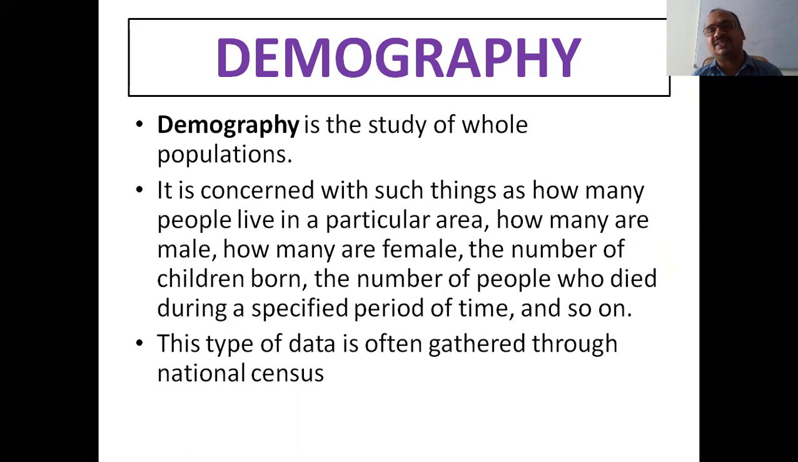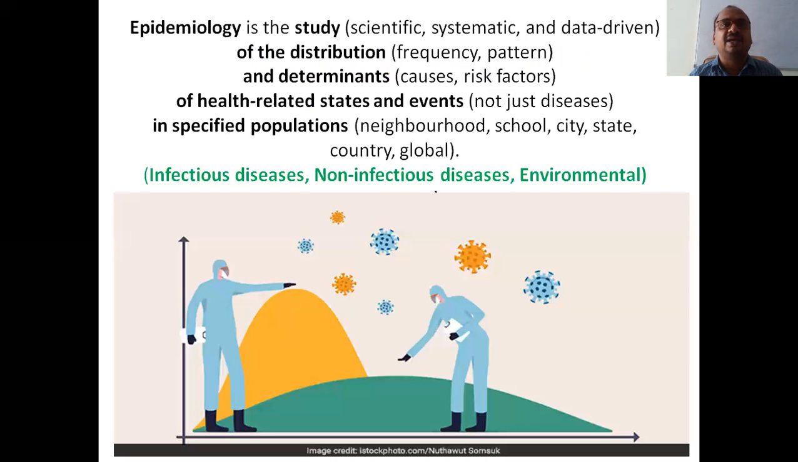It is concerned with such things as how many people live in a particular area, how many are male, how many are female, the number of children born, the number of people who died during a specified period of time, and so on. This type of data is often gathered through the national census. Demography means population. Now we'll see epidemiology. Epidemiology, we are measuring the disease. Keep in your mind: measuring.